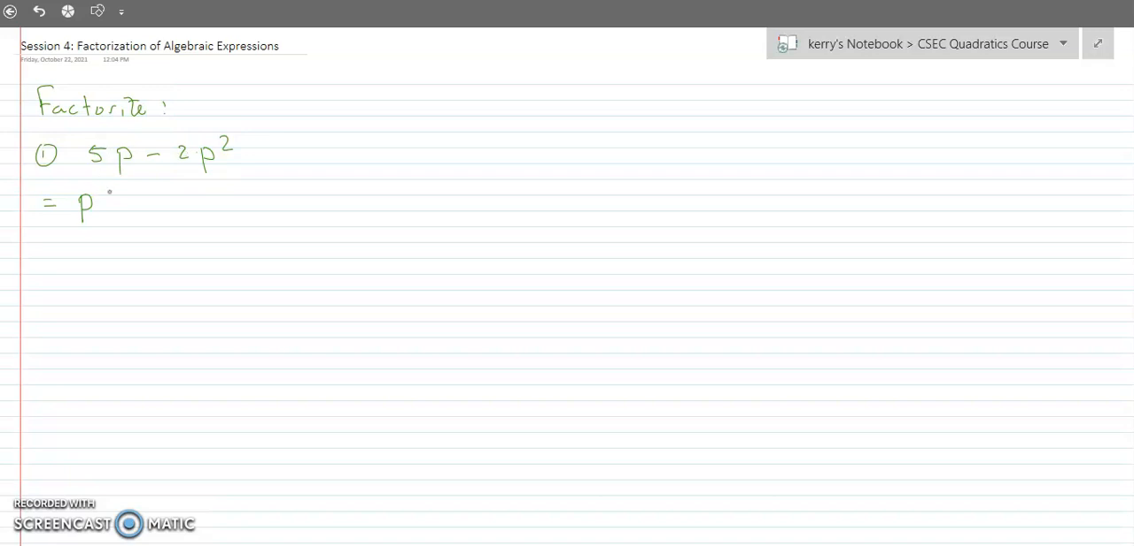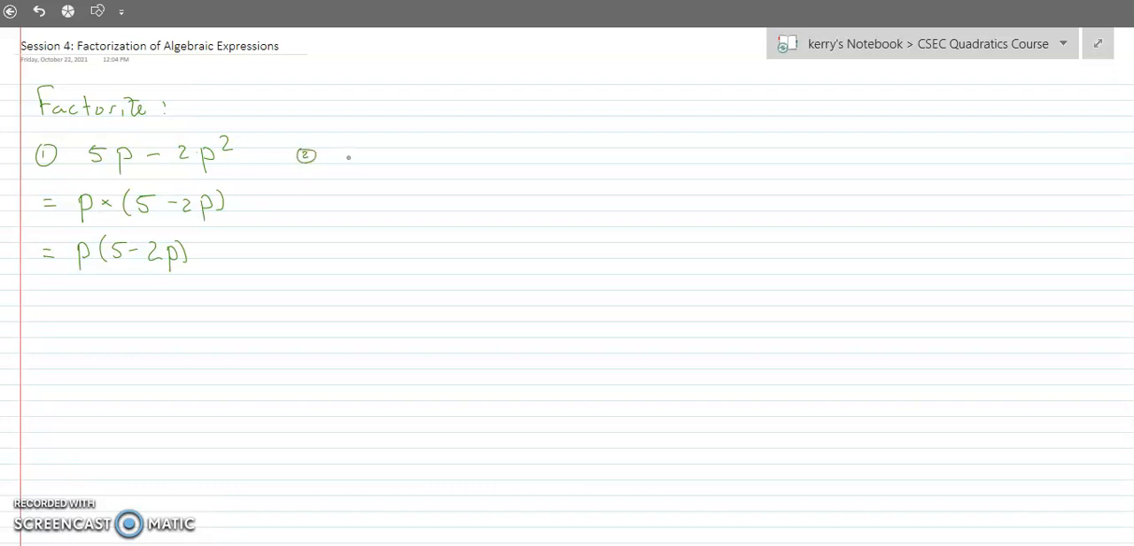So 5p divided by p becomes 5, and 2p squared divided by p becomes minus 2p. Good, and that's it. Now, I left these like this last time, but remember in CSEC maths, you don't need to write that multiplication. You can put it back as 5 minus 2p, but it really doesn't matter. If you leave it like this, that's perfectly fine.